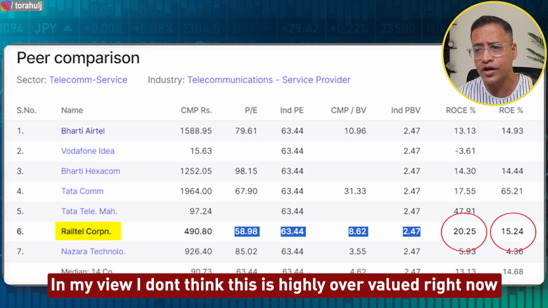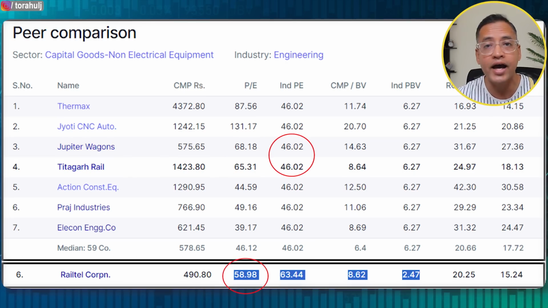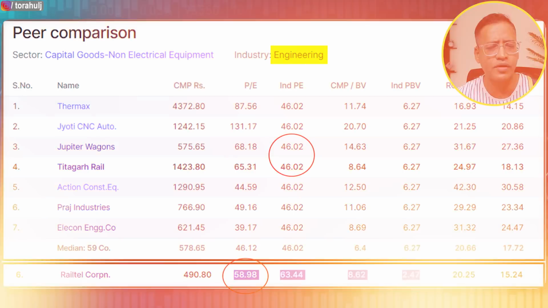If you compare this with, for example, railway stocks, then yes, from a railway stocks perspective as well, Jupiter Wagon, Titagar Rail Systems, they are trading at slightly higher PE than this particular company. But from an industry perspective, it is higher than the industry PE of railway stocks, which is actually not railway stocks. This is the engineering industry sector that it has taken. So Rahul, this looks like a very good company. Is there any risk in this company?